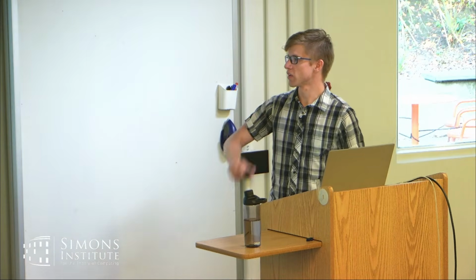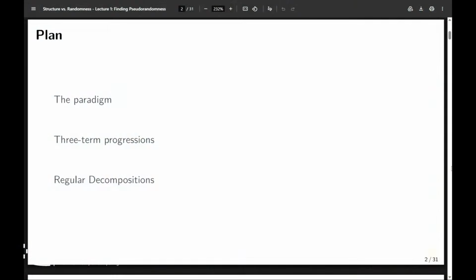And here's the plan for the talk. First, we'll go over the rough paradigm, at a very high level, because in some sense the topic, structure versus randomness, is not about anything. There's no specific subject matter that we're studying. It's more like a collection of techniques, tricks, philosophy, if you like, that you can try to apply to many different situations.